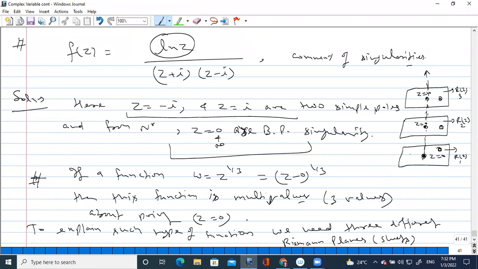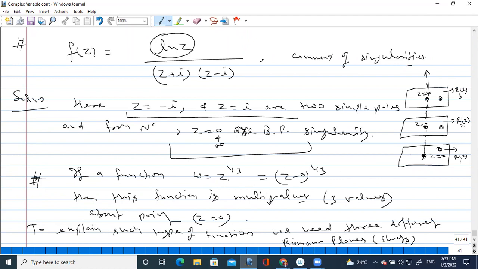Because this is about the Z equal to zero point only, about Z equal to zero you can have three different values of omega function, not at Z equal to zero. At Z equal to zero, the function will become zero. But if you deviate from Z equal to zero a little bit, then you require different values. Suppose you write Z equal to 0.1, 0.2, or 1, 2, 3, whatever. Means you are deviating from Z equal to zero. So then only it will have three values.